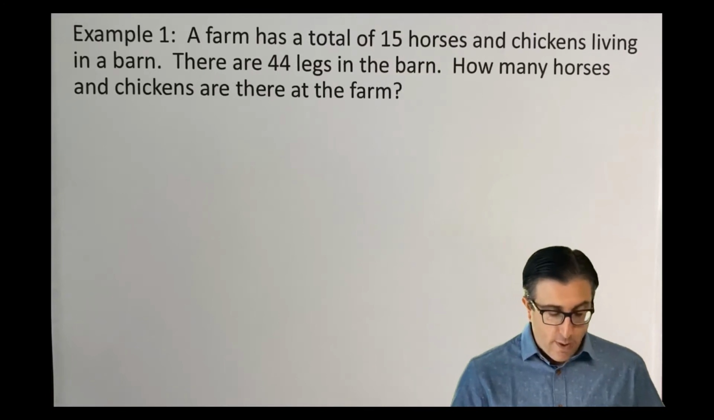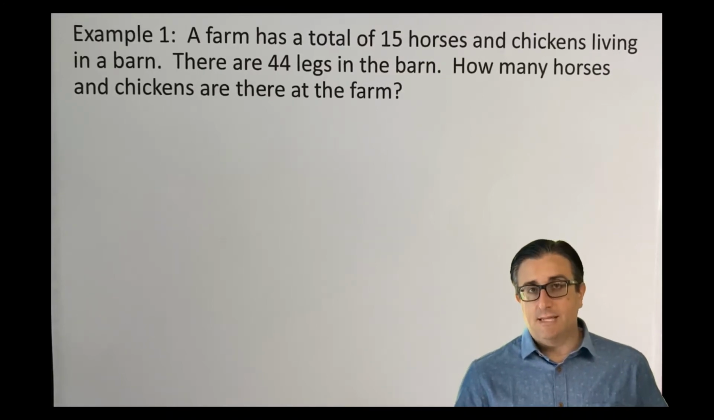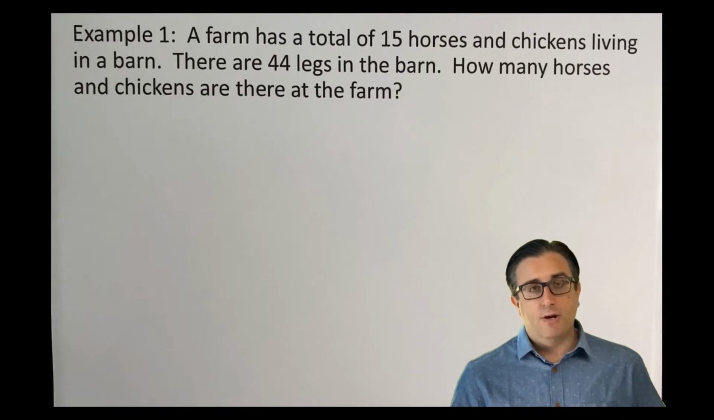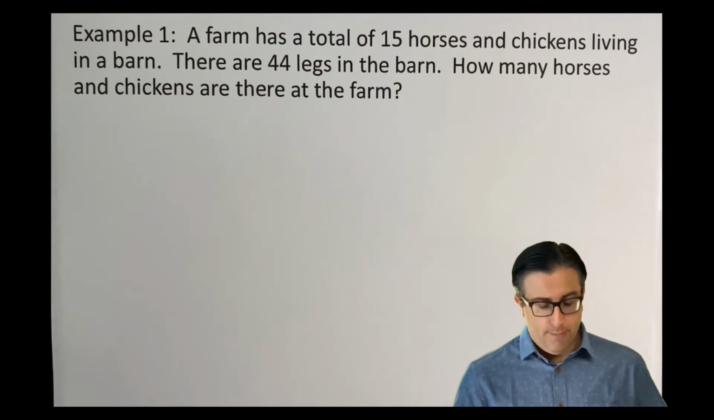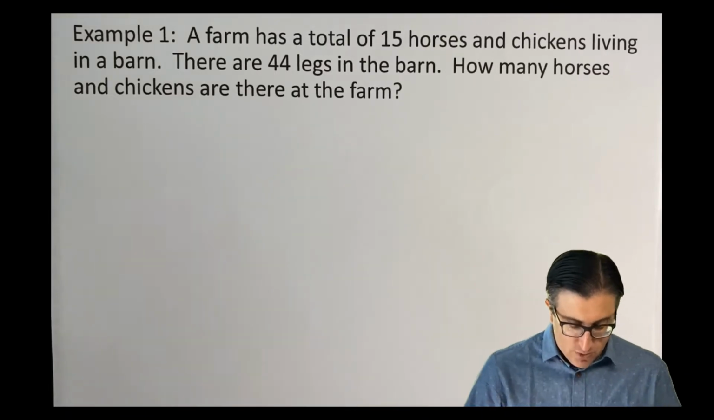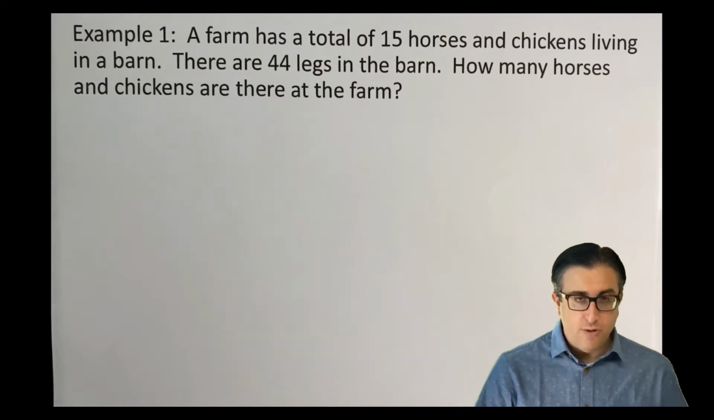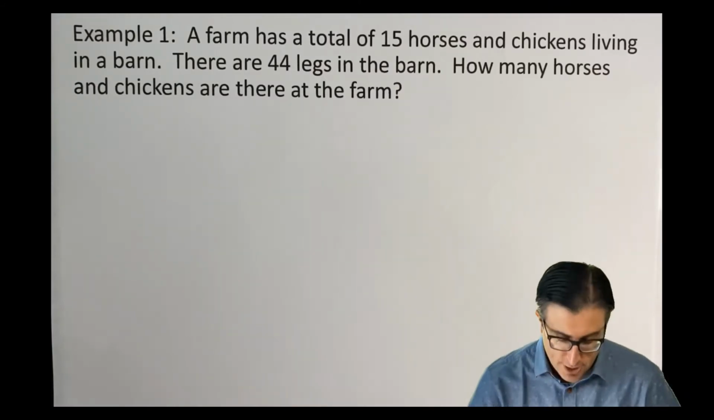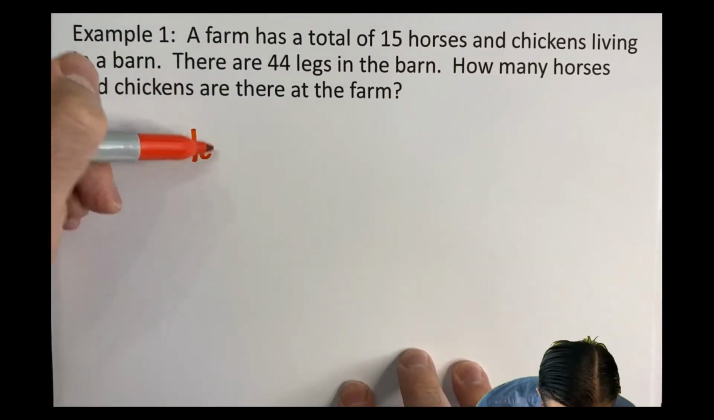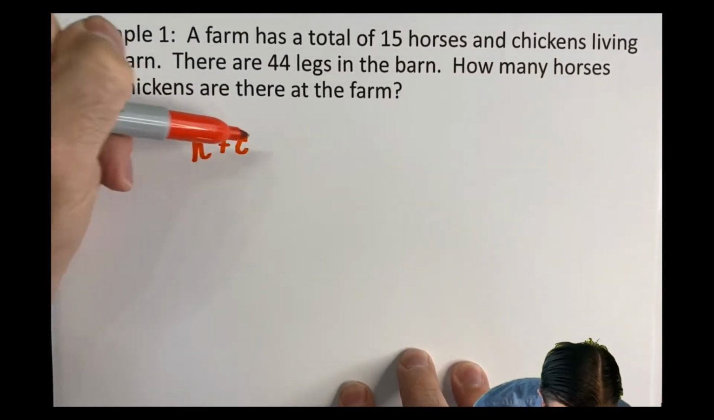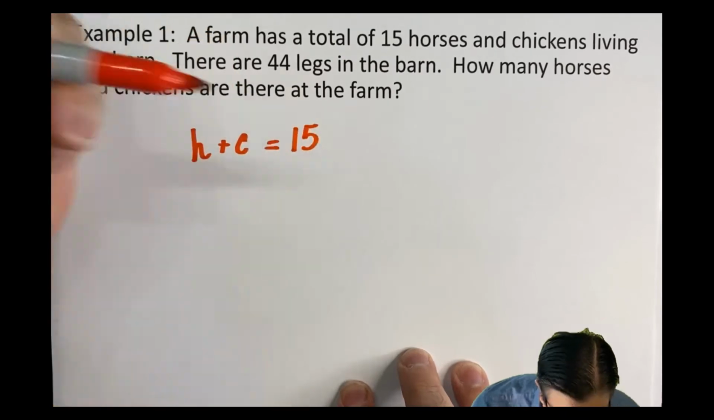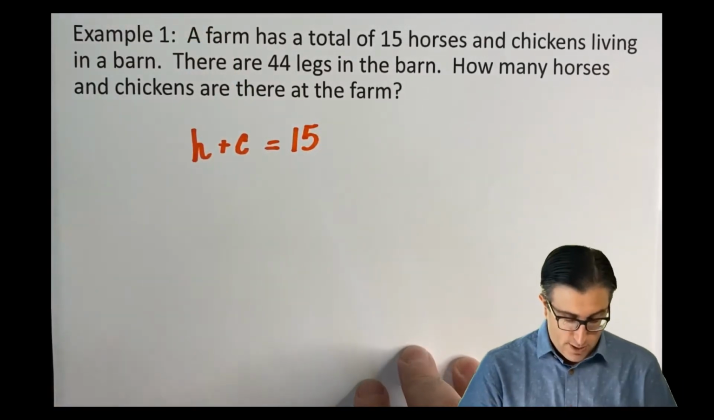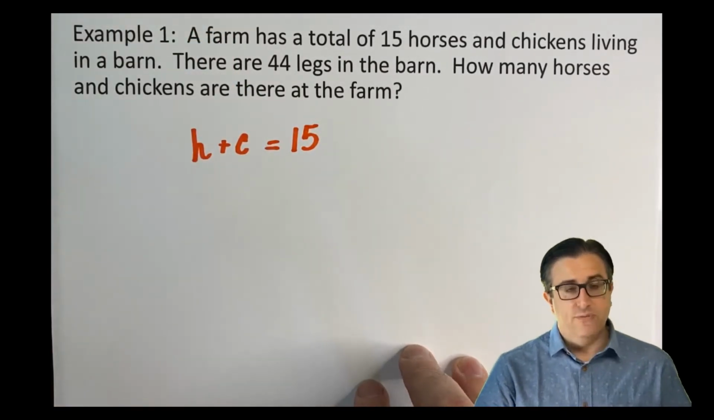I need to write an equation that relates the legs in the barn. Then I need to write an equation that relates the animals in the barn. So let's talk about the animals first. There's a total of 15 horses and chickens. I could write that as an equation. I could say there's horses plus there's chickens for a total of 15 animals. Horses plus chickens equals 15.